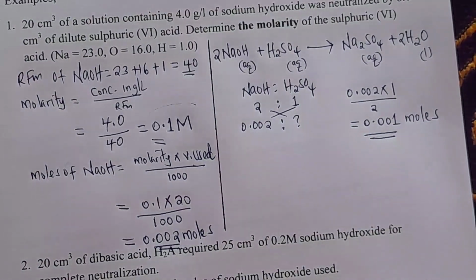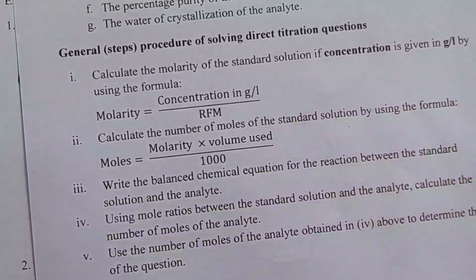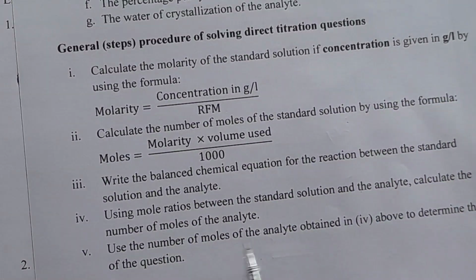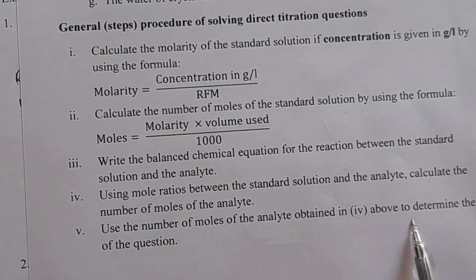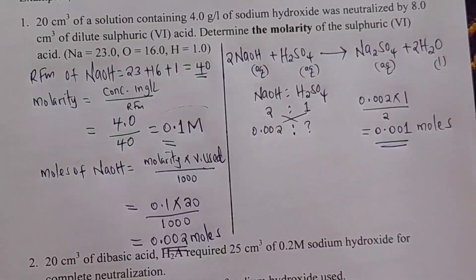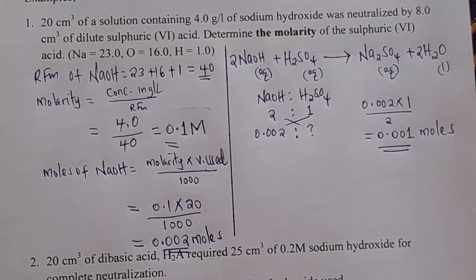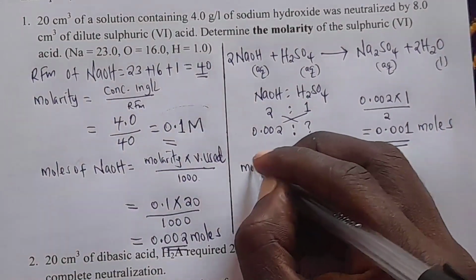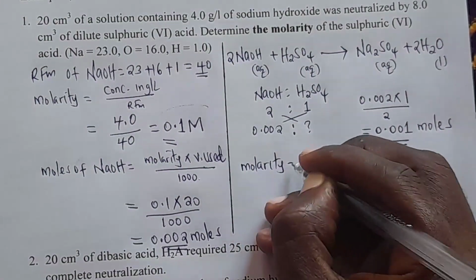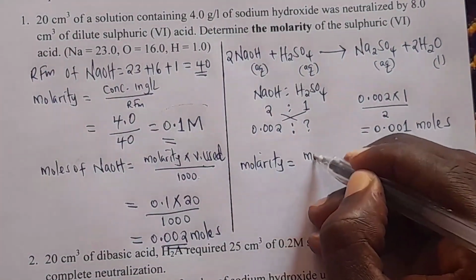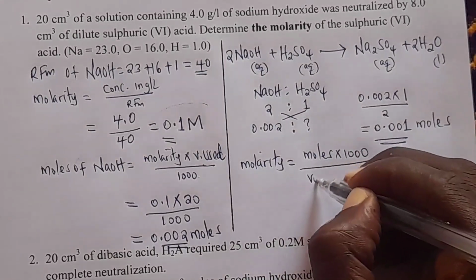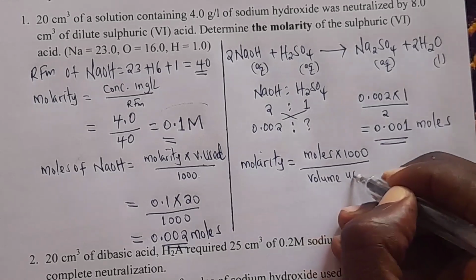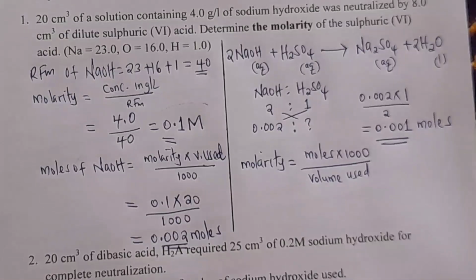Okay, after that, the next procedure was you are supposed to use the number of moles of the analyte obtained from step 4 here to calculate the aim of the question. And the aim of this question was the molarity of the sulfuric acid. So what is the formula for calculating molarity? Molarity is given by moles multiplied by 1000, then divided by the volume used. This is the formula for calculating molarity.